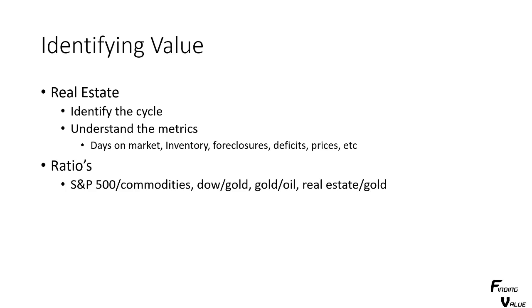So, identifying value. With real estate, you have to identify where you are in the cycle of real estate. You need to understand the metrics: days on the market, inventory, foreclosures, deficits, prices, etc. Then we've got the ratios. This is relative value: S&P 500 to commodities, Dow to gold, gold to oil, real estate to gold. These are all ratios telling us relative value over time.